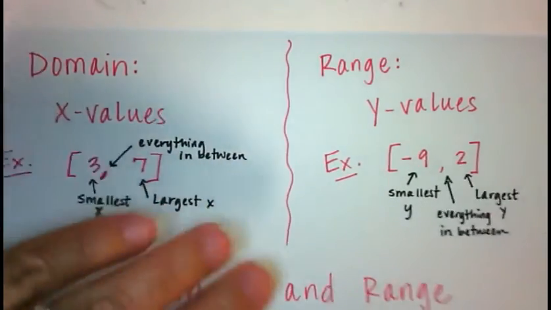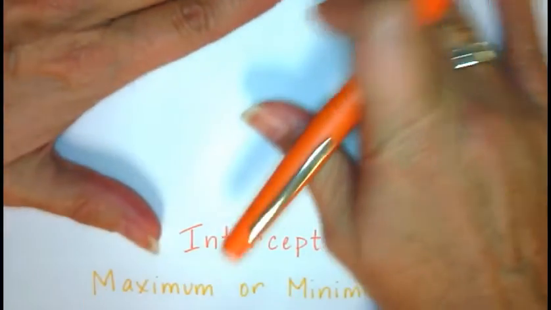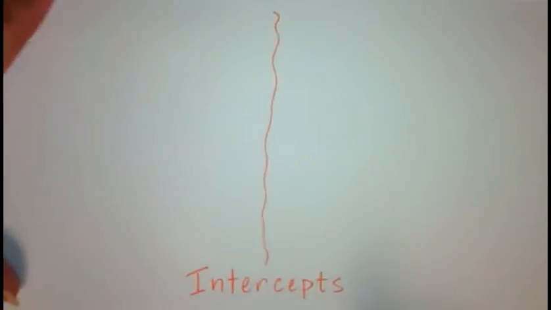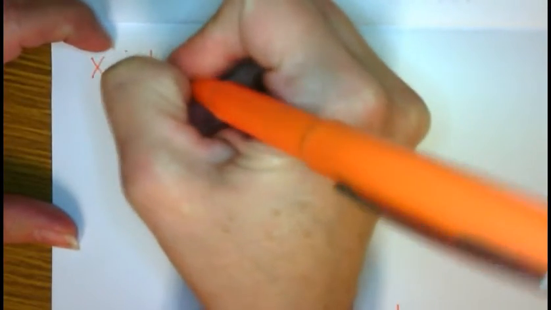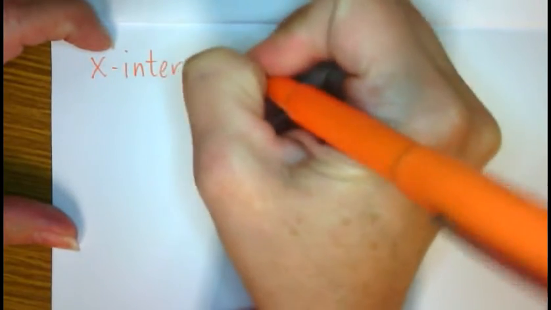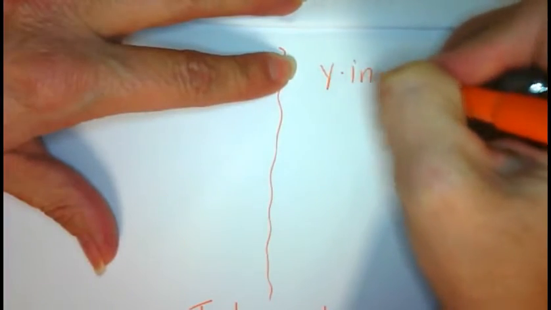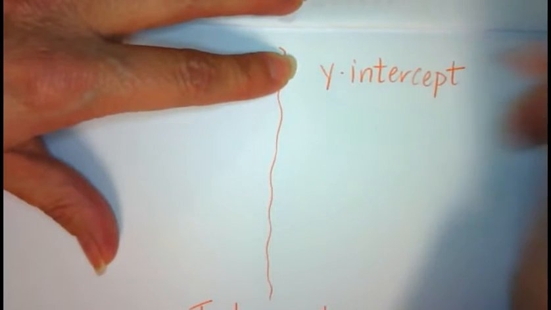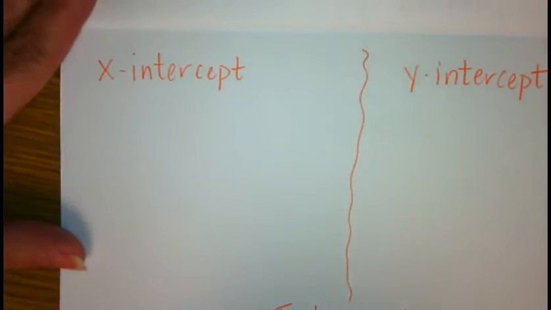All right, next up, we are going to do the intercepts. So on your intercepts page, I'm going to, again, split it in half. And that's because we have two intercepts. We have the x-intercept, and we have a y-intercept. And they are similar, but obviously slightly different with respect to which intercept we're looking at.